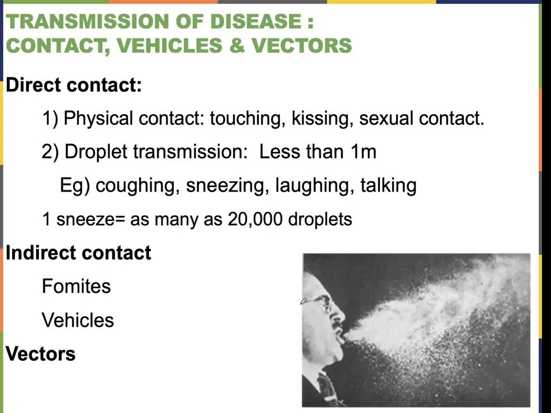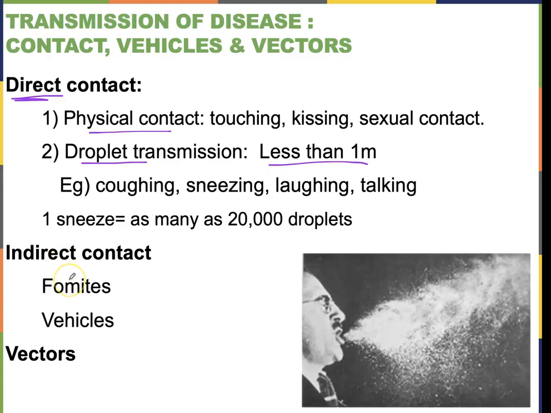Transmission of disease: we have direct contact, indirect contact, and vectors. Direct contact is physical contact, so touching, kissing, sexual contact. Droplet transmission is considered direct because this is basically close communication. You can be talking, laughing, singing, sneezing, coughing, any of that is very close person-to-person transmission. So those are the two kinds of direct contact.